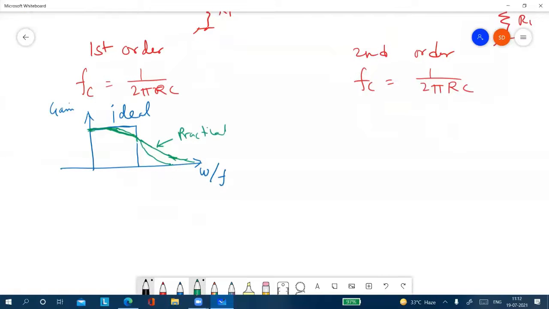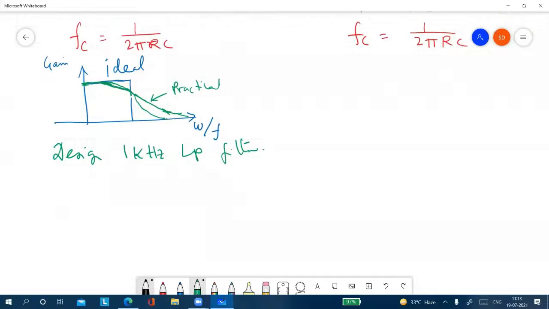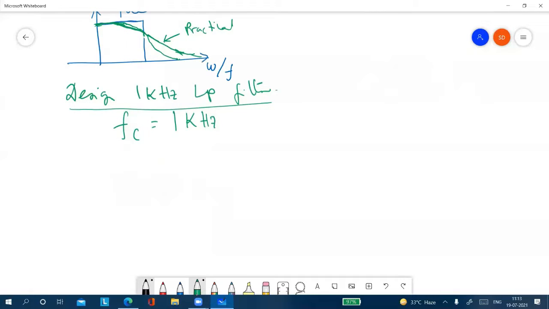So let us design a 1 kilohertz LP filter and analyze its frequency response. We know here the cutoff frequency f is equal to 1 kilohertz that we want to design. We want to design a 1 kilohertz low pass filter, so here fc equals 1 kilohertz.